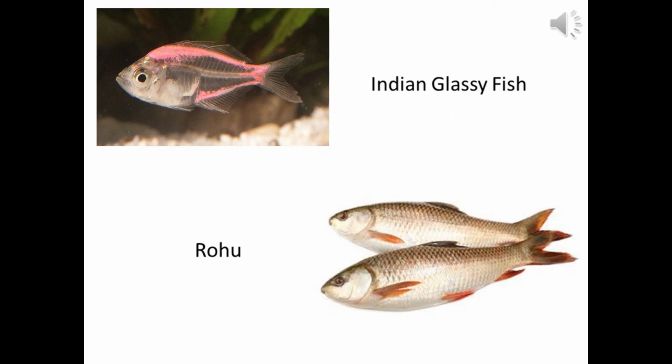And the other fish on this page is the Rohu. The Rohu, or Labeo rohita, is the scientific name. It is a species of fish of the carp family. Found in rivers in South Asia, it is a large omnivore and extensively used in aquaculture.